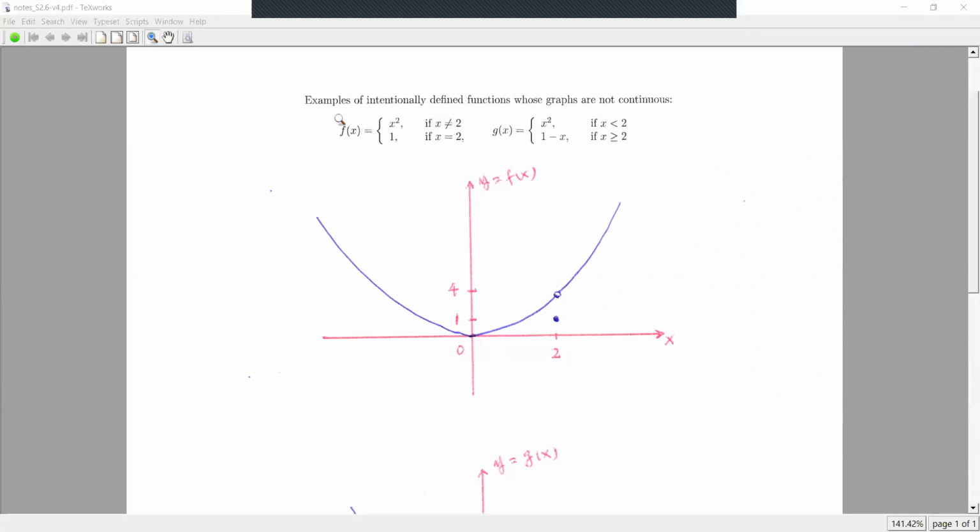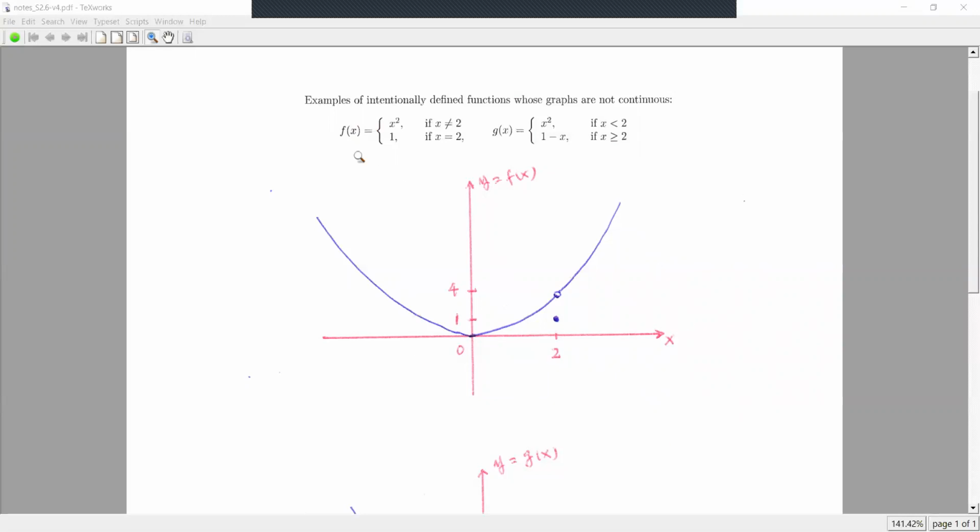For function f, when x is 2, function value is 1. When x is not equal to 2, function value is x squared. The graph of x squared is a parabola. This function is defined at any number, so the domain of this function is from negative infinity to positive infinity.